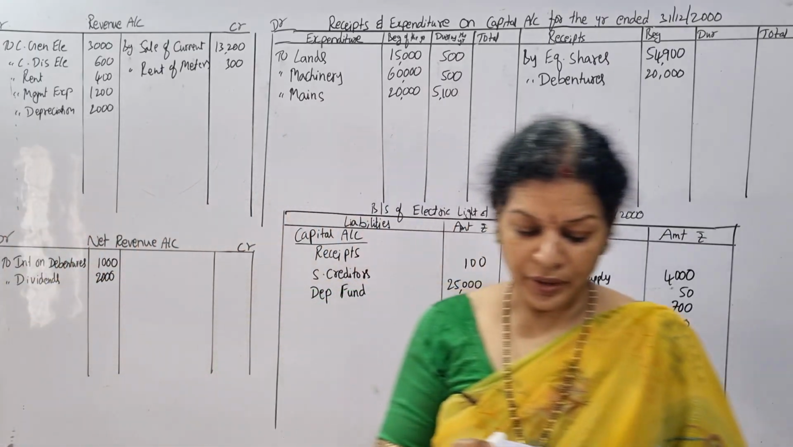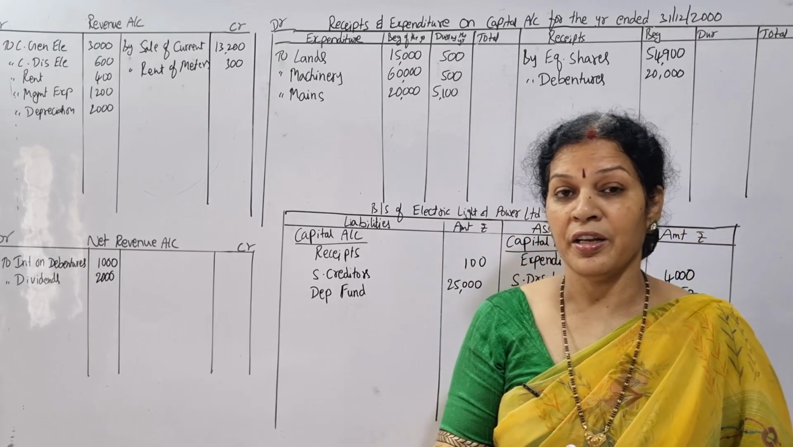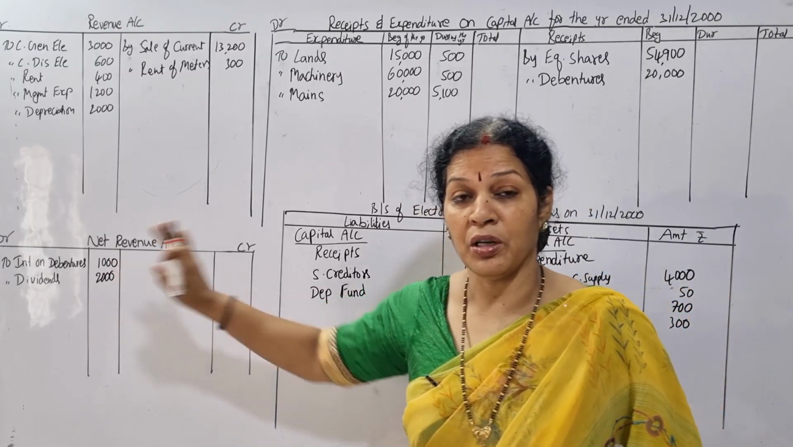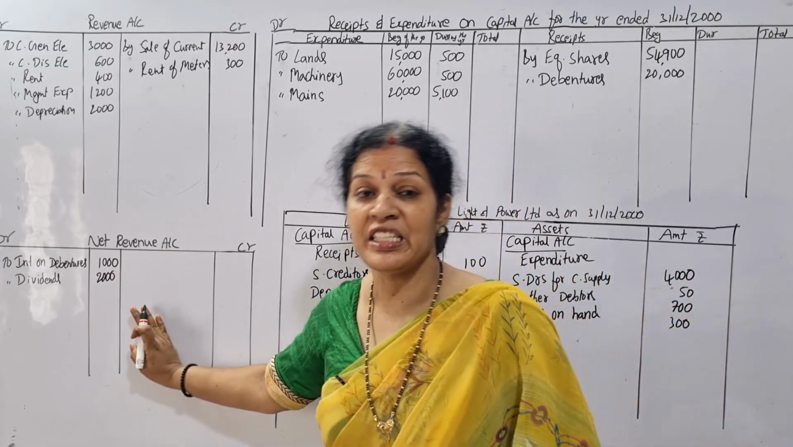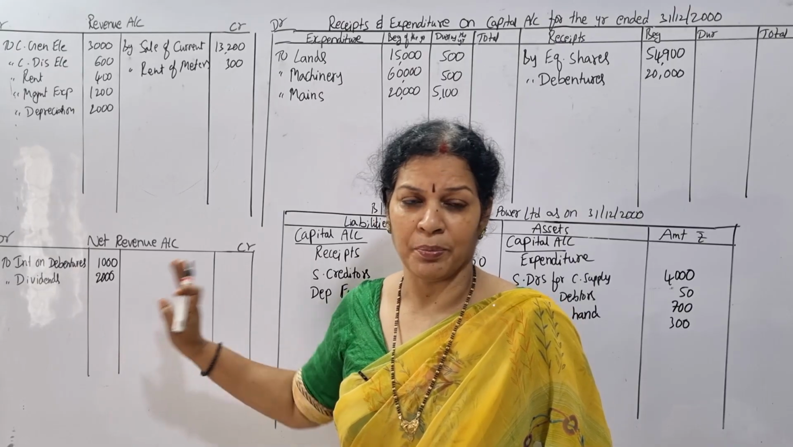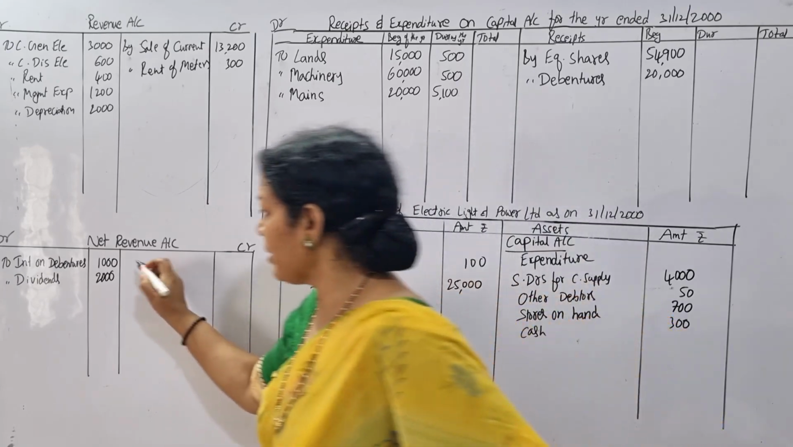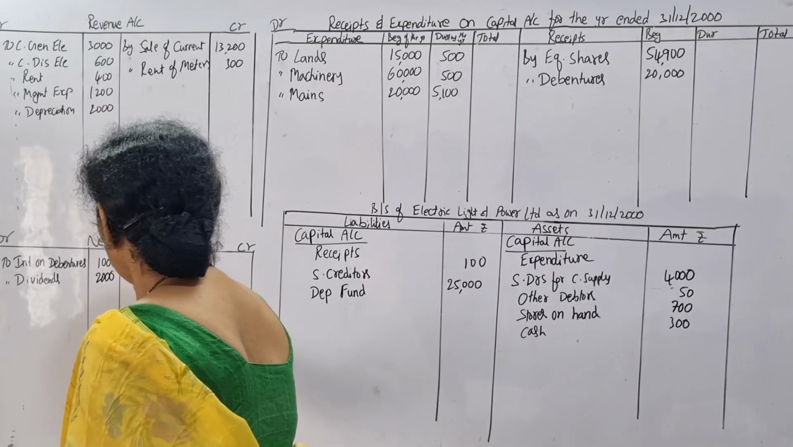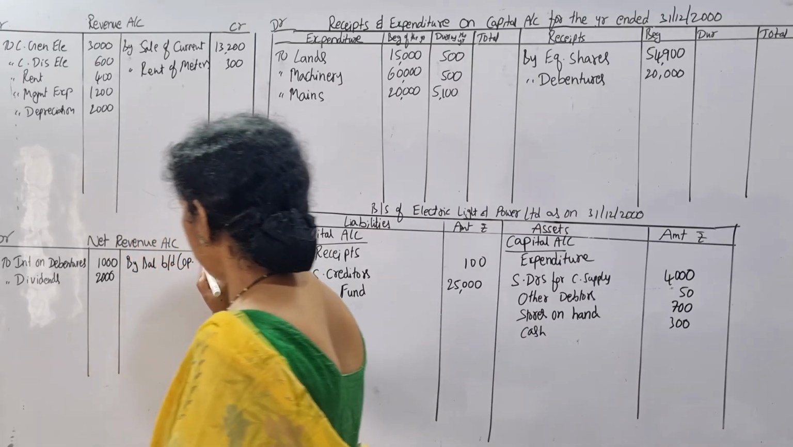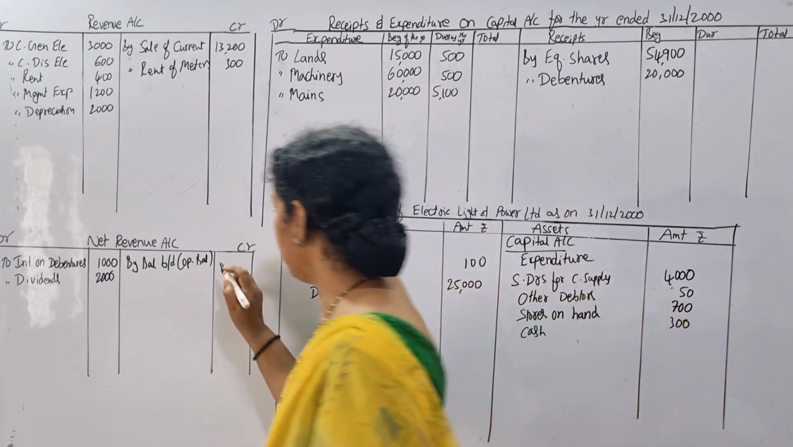Next one, balance of net revenue account on 31st December 1999. Net revenue account balance means the opening balance is given. Always remember, opening balance will be on the credit side, because this is net revenue account. It is just like the profit and loss appropriation account. This opening balance is given, so we can write here 'by balance brought down'. If you want, you can write in brackets 'opening balance', which is given in the problem, 2,850.